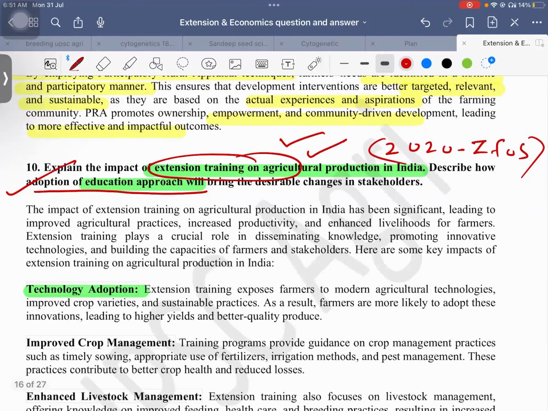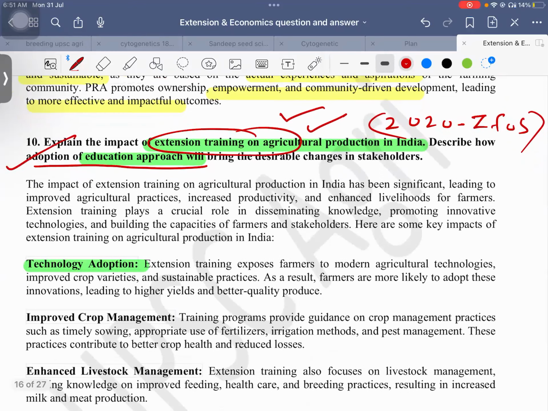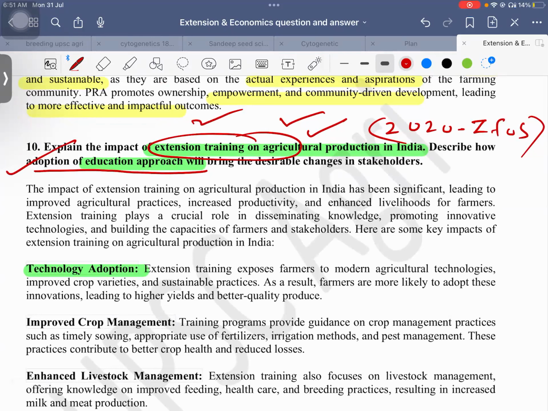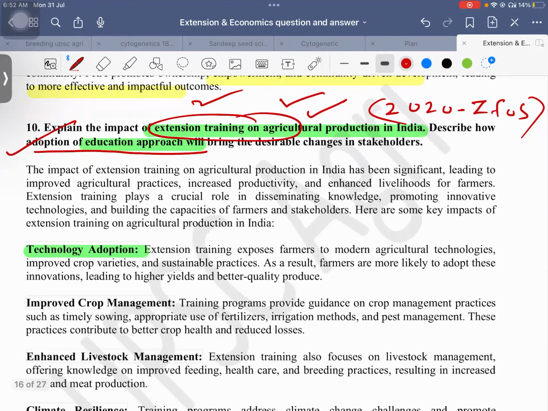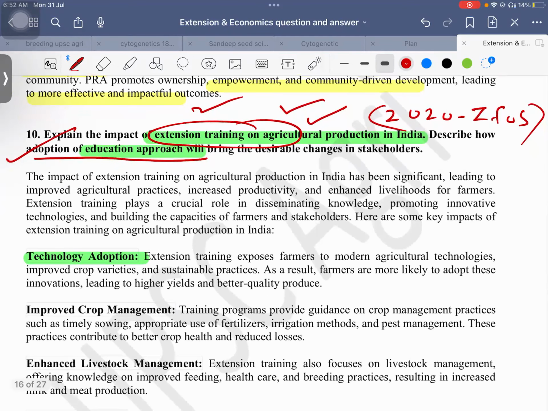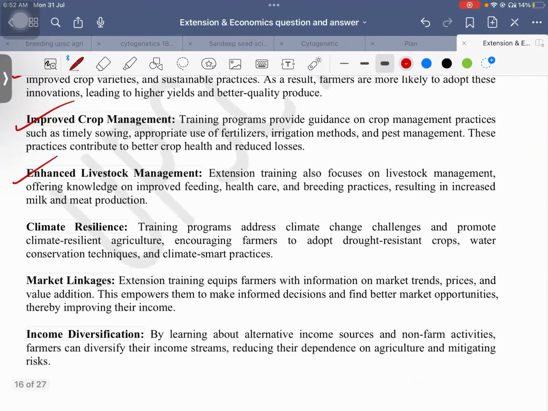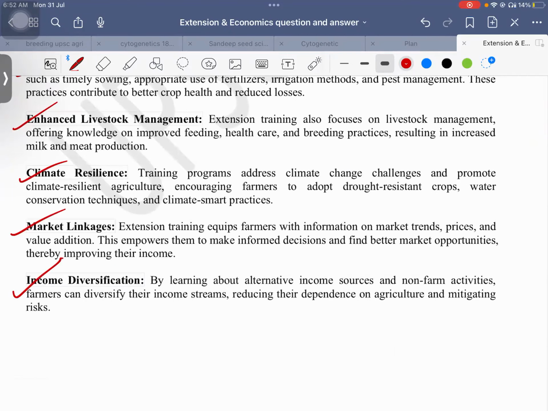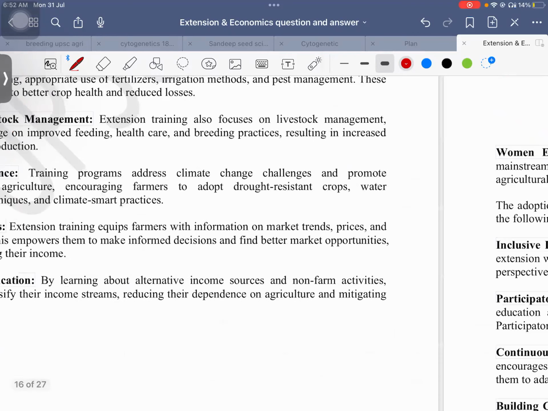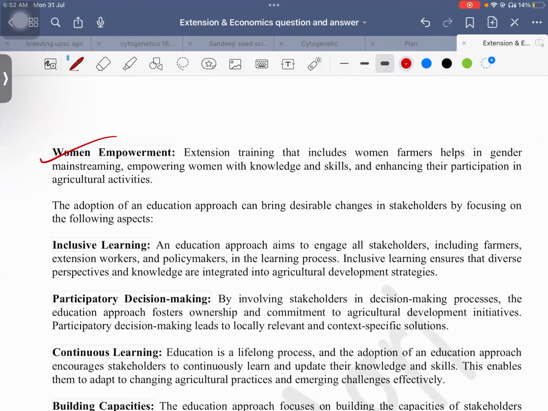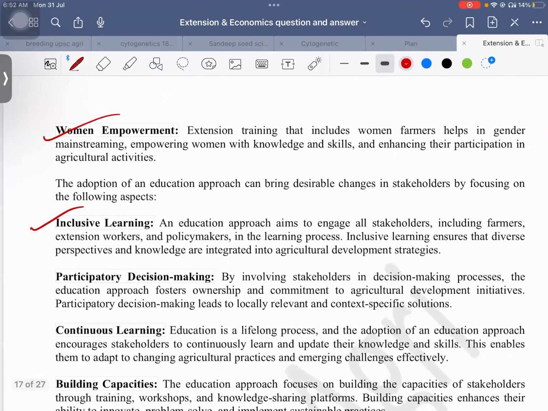This is a general topic. We have discussed this now, even in our earlier question, like what are the advantages? Indirectly, it is asking for advantages. What is technology adoption, improved crop management, livestock management, climate resilience, market linkage, improved income diversification. I'll not explain it, you know it. Like women empowerment, inclusive learning, participatory decision making.